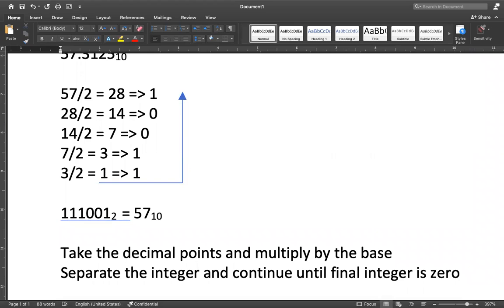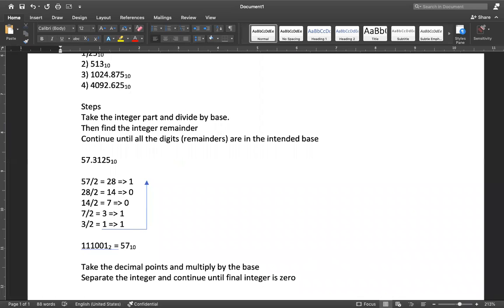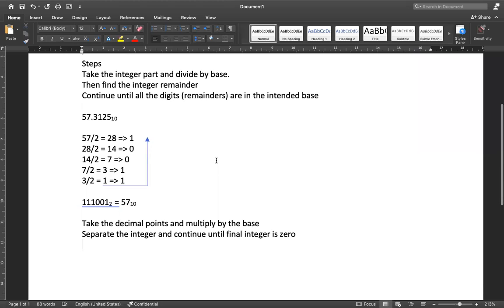Okay, this is for the decimal part. This is for the integer part, you divide and write the remainder. For the decimal part, you take 0.3125 and multiply that by 2. You have to take 0.3125, not 0 point. 0.3125 multiplied by 2, then the answer will be 0 point.